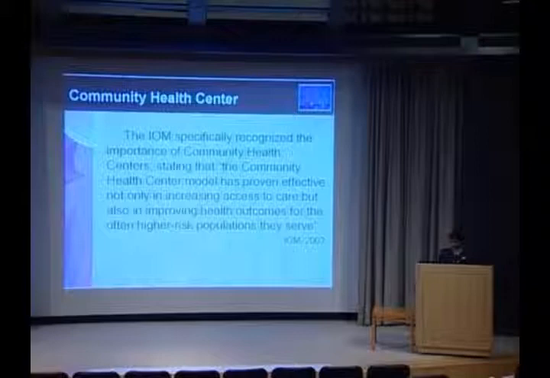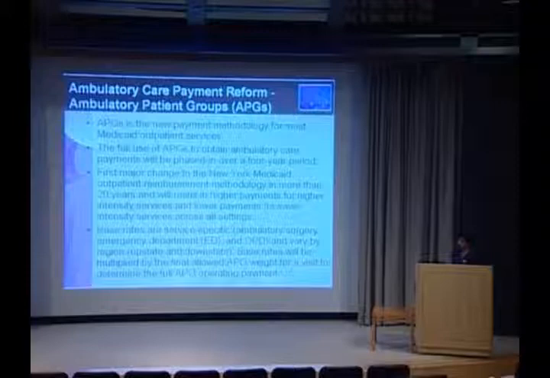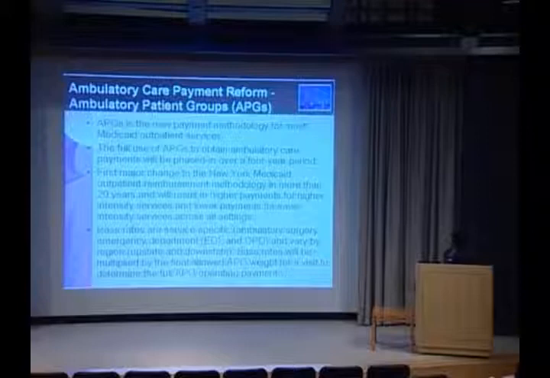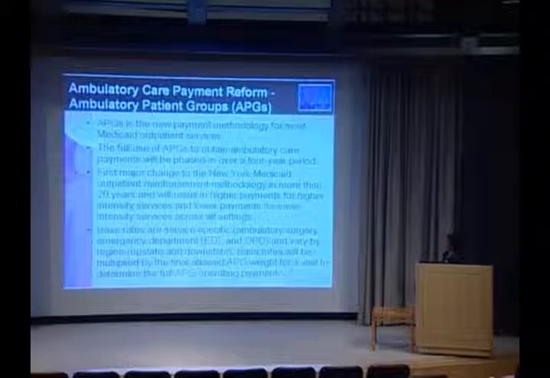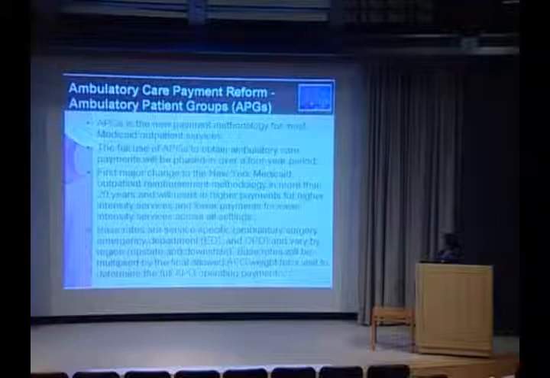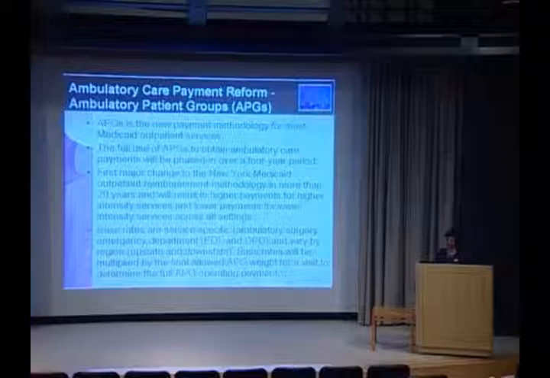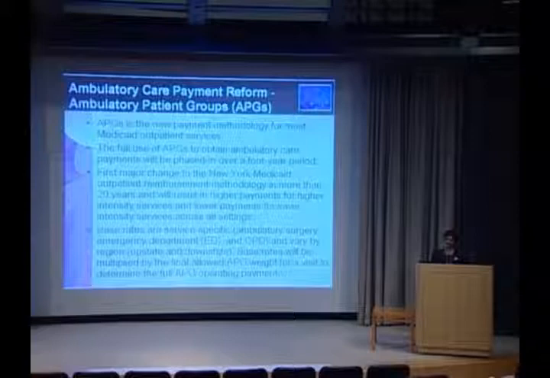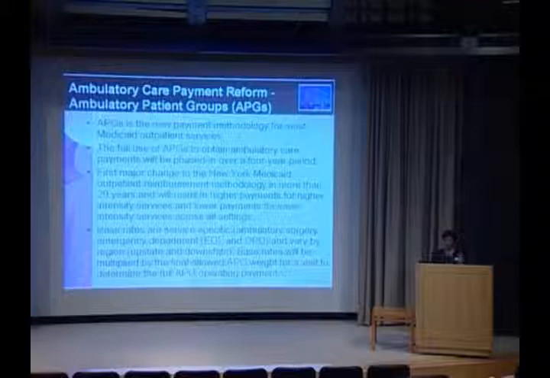I have a slide here that just talks about the new payment method for most Medicaid outpatient services. This was the ambulatory care payment reform, and it's called the APG, or ambulatory patient group system. It was supposed to have been implemented this month in March, but they have deferred it a bit. It's going to be phased in over the next 4 years, and this was one of the first major changes in the New York Medicaid outpatient reimbursement system. It's happened after 20 years and results in higher payments for higher intensity services and lower payments for lower intensity services across all settings. So basically, upstate has a different rate versus downstate.